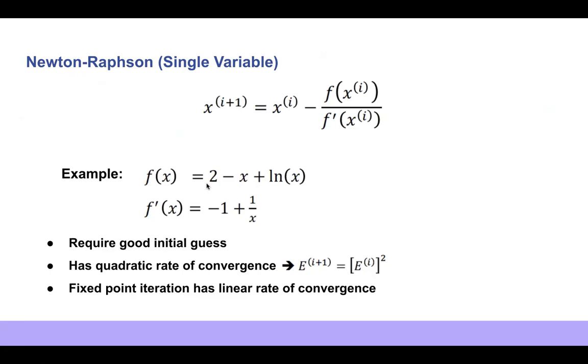Now, the equation is 2 minus x plus ln x. You take the derivative of it. That is minus 1 plus the derivative of ln x, which is 1 by x. So f dash of x is minus 1 plus 1 by x. Put these back into the equation: 2 minus x plus ln x comes here and minus 1 plus 1 by x comes here. So this whole part is a function of x, basically xi.